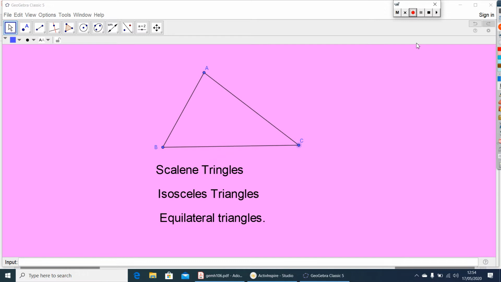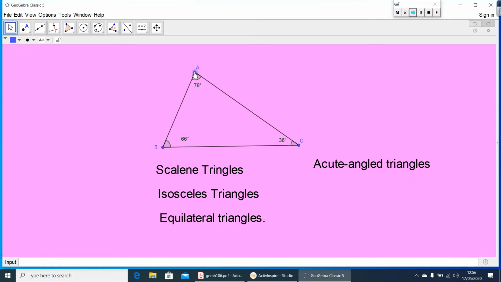Now based on angles also we can classify the triangles. Now look at the measure of the angles. Here the measure of the angles are 61 degree, 81 degree, 38 degree. These three angles are acute. So this triangle we can call an acute angled triangle based on its angles.